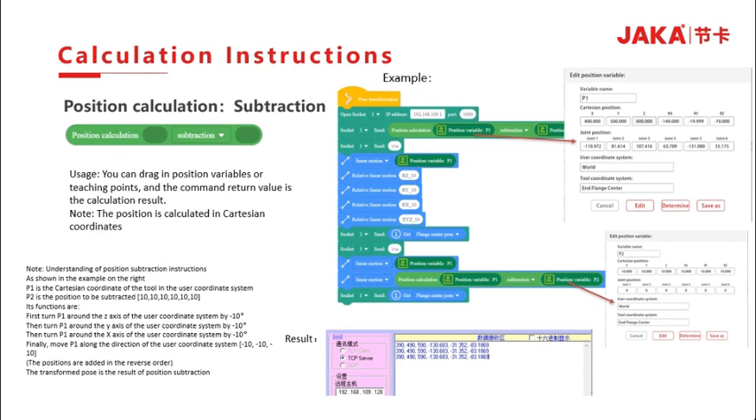Open the socket connection. The socket sends the result of the position subtraction. The robot moves in a straight line to the point P1. Under the user coordinate system, the relative linear motion Rz is minus 10 degrees. The relative linear motion Ry is minus 10 degrees. And the relative linear motion Rx is minus 10 degrees. Relative linear motion x, y, z each translates minus 10 millimeters.